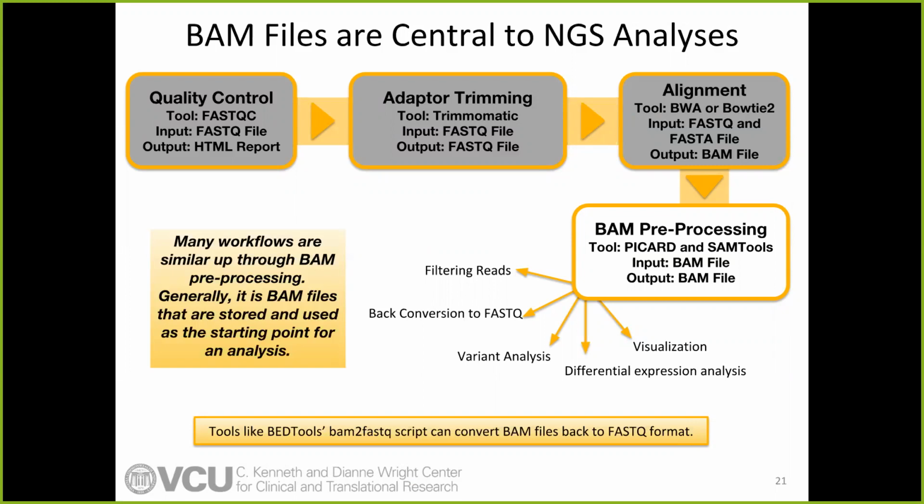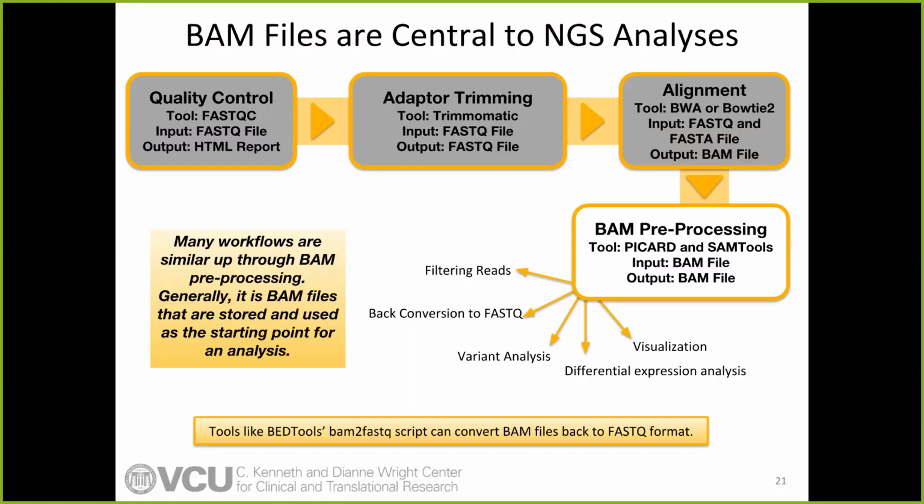than FASTQ files. So with BAM files, you can go in a lot of different directions. You can filter your reads so you can reduce the file size so that it's more manageable. You can convert your BAM files back to FASTQ, which essentially just takes out all of the alignment information and gives you the read and its quality so you can start the pipeline over again. You can also do variant analysis, differential expression, and you can do visualization on BAM files.